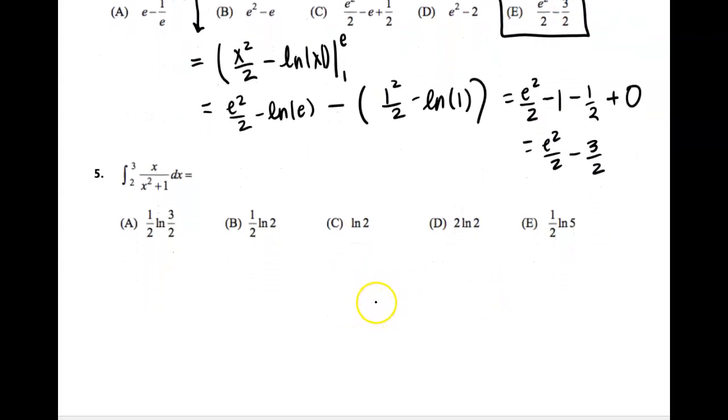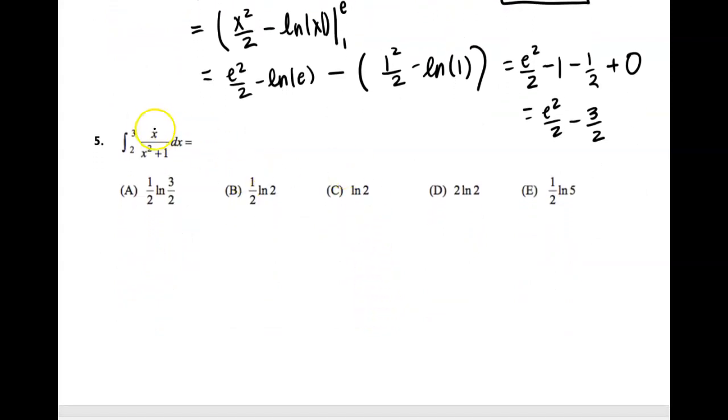In number 5, it seems very similar to what we just did in number 4, but notice that my higher degree term is in the denominator. That's what indicates that this is probably a u sub problem. So I'm going to make my u x squared plus 1. My du is 2x dx. I don't have that 2, so I'm going to divide by 2.